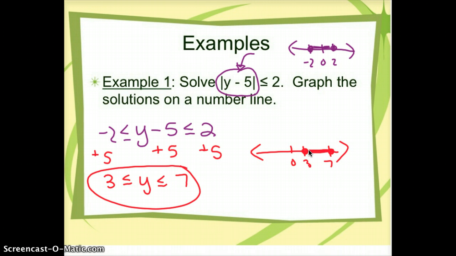And I'm just going to check a number in between those, just to see if I'm right. So I'm going to pick 4 because it's in between those. 4 minus 5 is negative 1. The absolute value of negative 1 is 1, which is less than or equal to 2. So at least I have a pretty decent idea that I'm right. At least the first thing I checked was true. Didn't check everything, but that one worked.